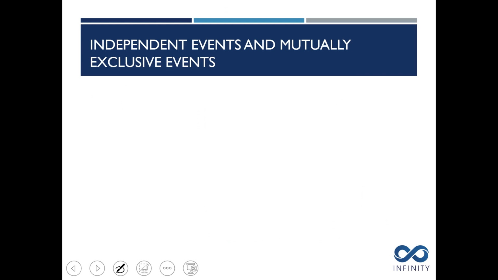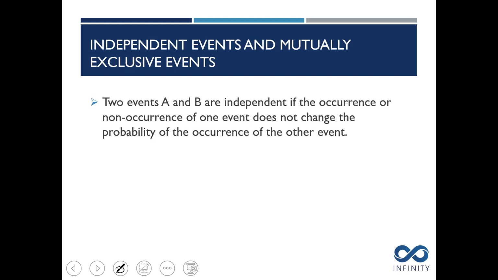So when we are making decisions in business, there will be situations where we have to find out the probabilities of 2 events occurring, or the probability of 1 event out of 2 events occurring. For that, we first have to understand what an independent event is and what a mutually exclusive event is.